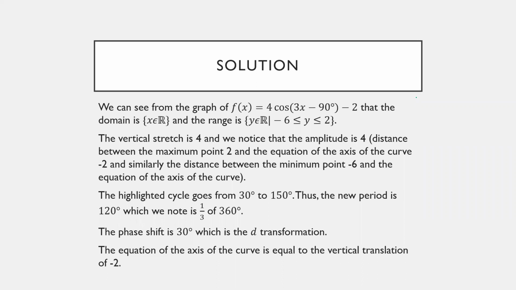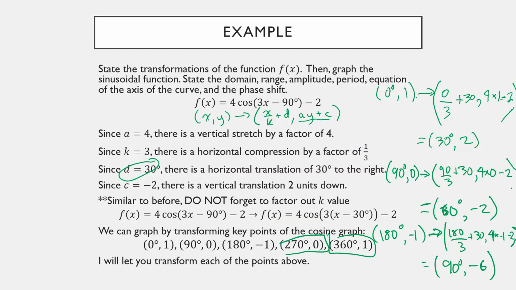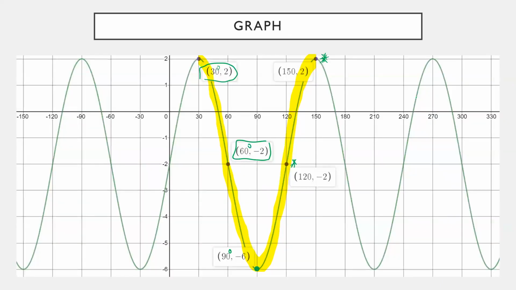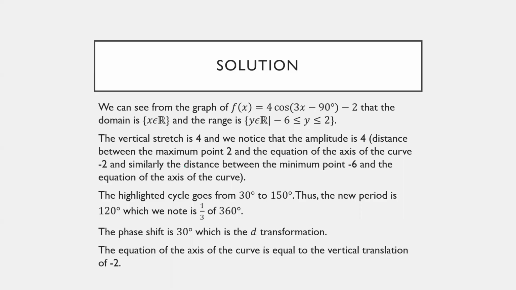So we can clearly see here from this graph that the domain is x is an element of the real numbers, and the range is from -6 to +2. So notice that the range changes as well. The vertical stretch is going to be 4. And how do we know this? Well, we kind of see here that the distance between the maximum and the minimum, -6 to +2, is going to be 8. So half of that is going to be 4.